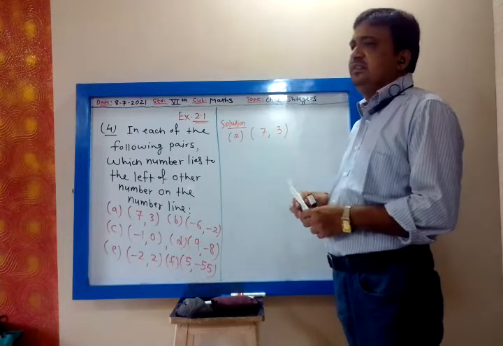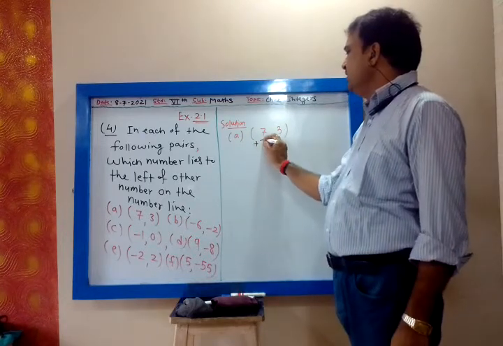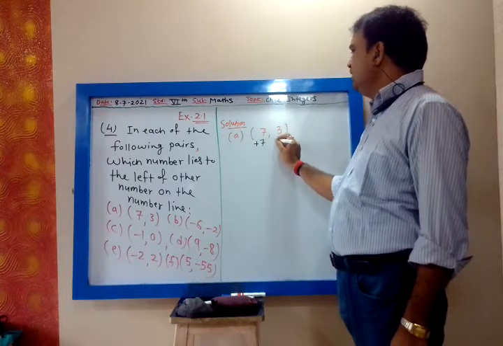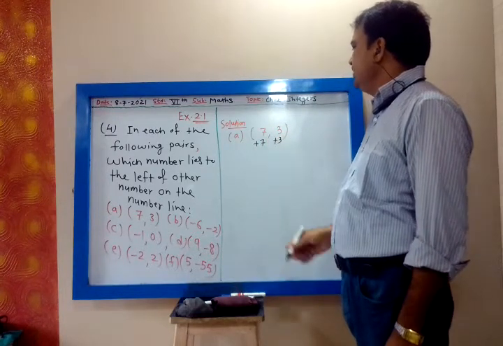7, there is no sign. No sign means plus sign. So it is plus 7. 3, there is no sign. No sign means plus sign. So it is plus 7 and plus 3.